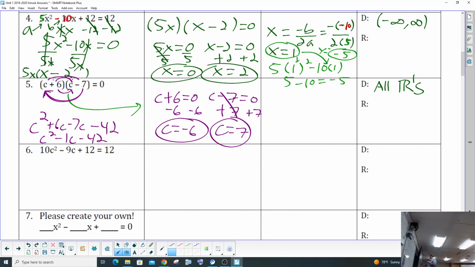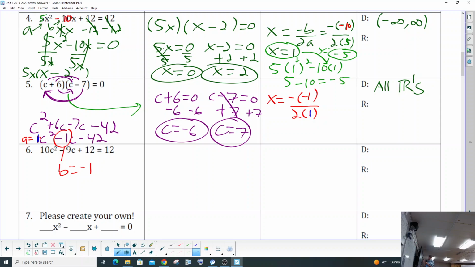Why did I do that? Because for the vertex, I need my A value, and my A value again is the invisible 1 next to the C. And then here's my B value, right? B value is equal to negative 1. And so then I go x equals negative b, so negative 1, all over 2 times a, where our a is a positive 1. Again, showing you where I got that positive 1, that was our a value.